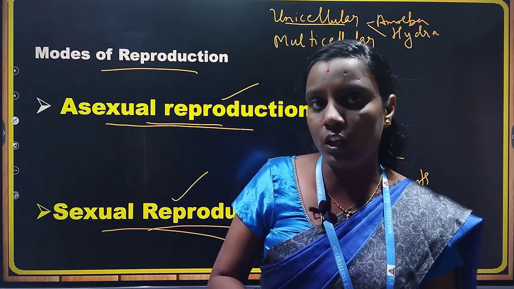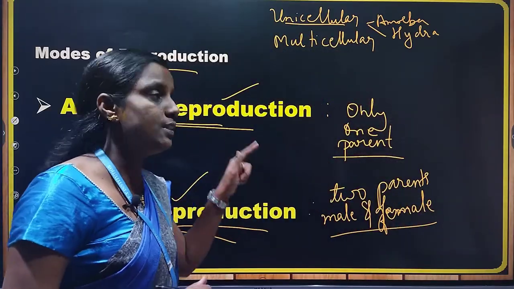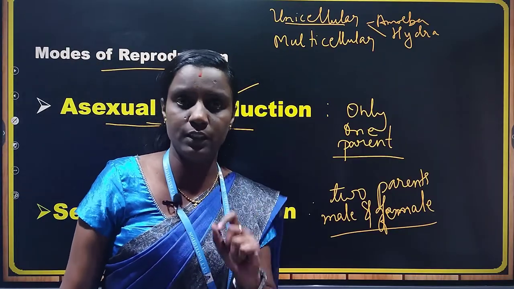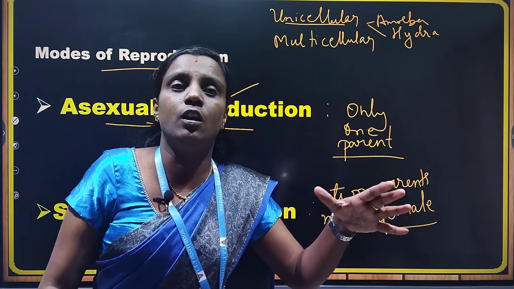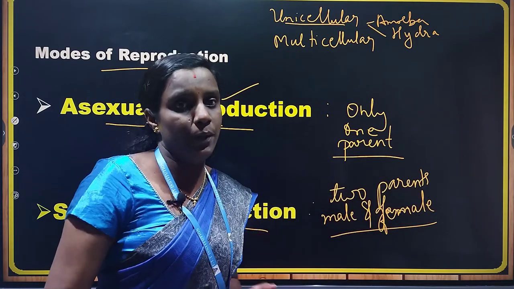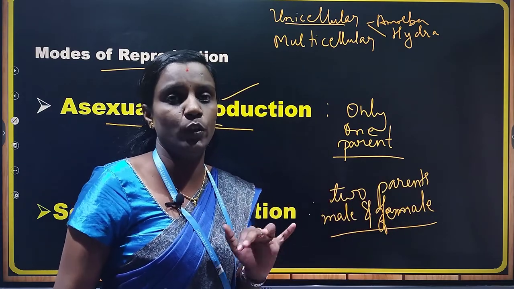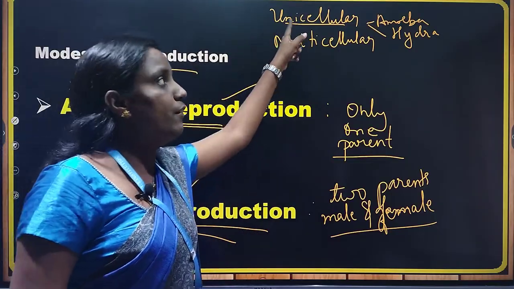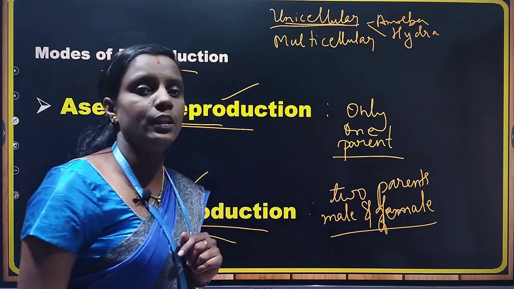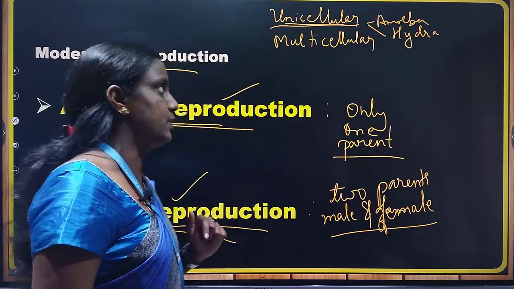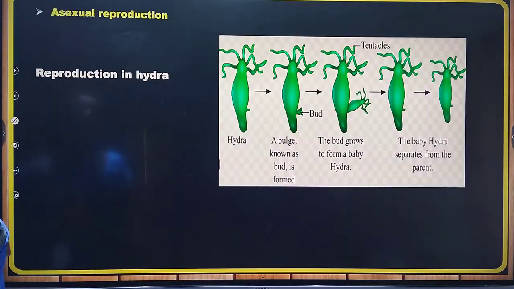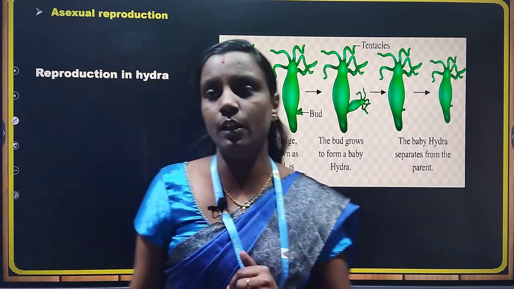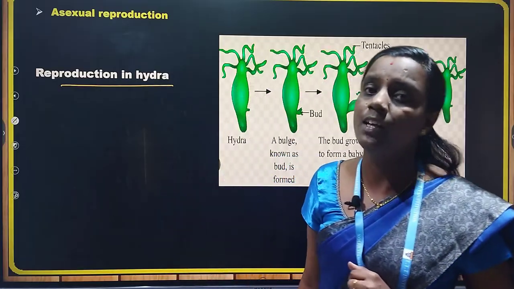So for your class, first we will study how this asexual reproduction occurs in unicellular organisms. See, in the unicellular only a single cell, no? So there is no involvement of two parents there. So only a single parent is going to produce the offspring. So most common asexual reproduction will occur in the unicellular organisms. So first we will study how this asexual reproduction occurs in the Hydra.